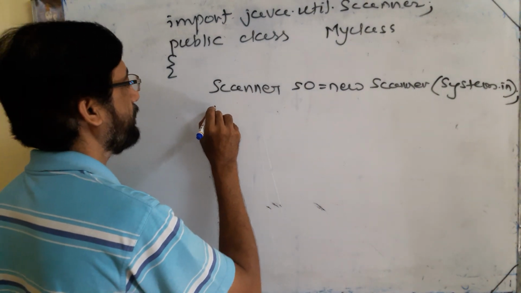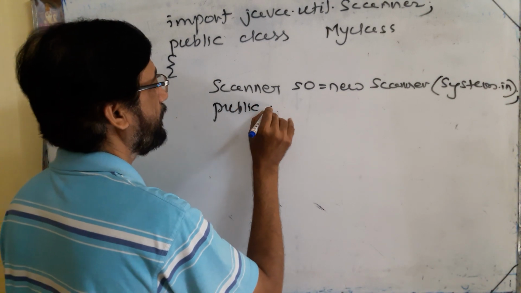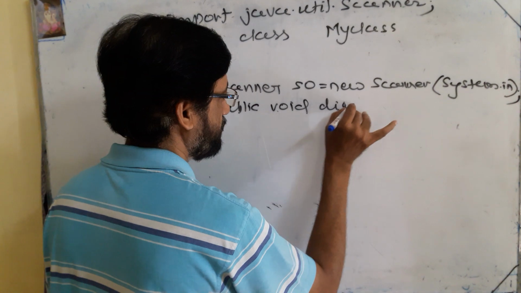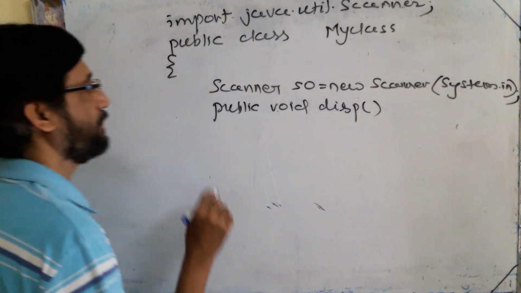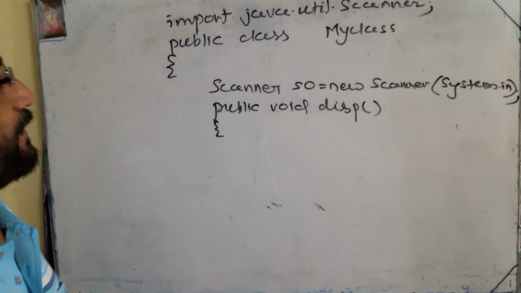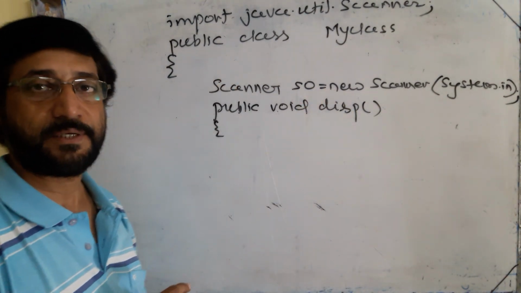Now we'll start the method. Public void. Say I am taking the display method for the program. Now what you have to do? Now after this you have to input the data, that is, input the string from the keyboard.